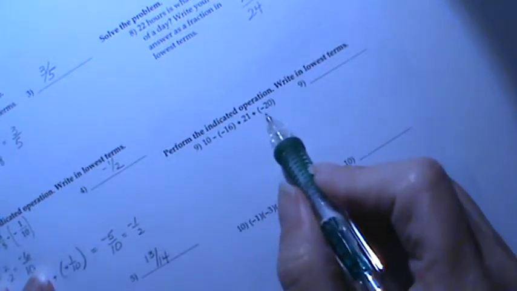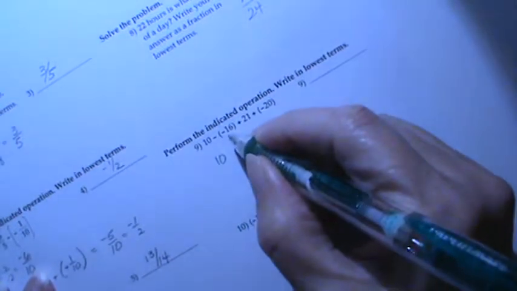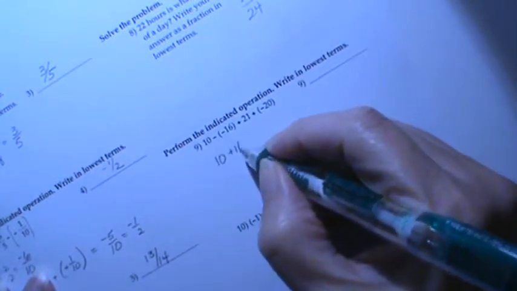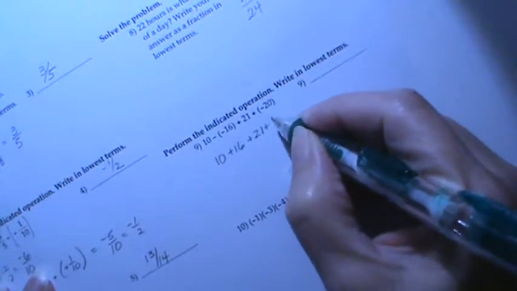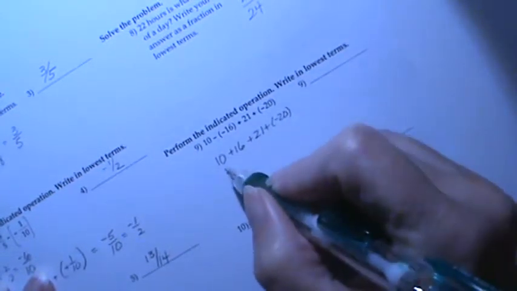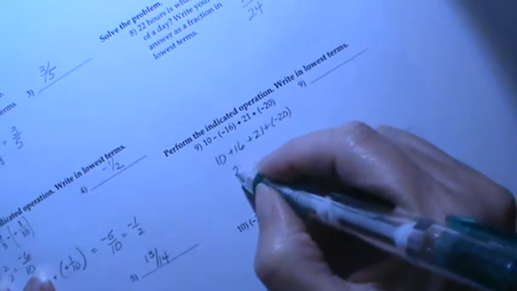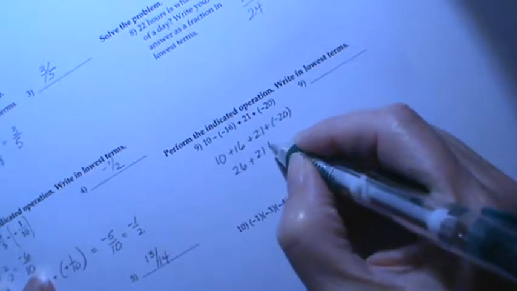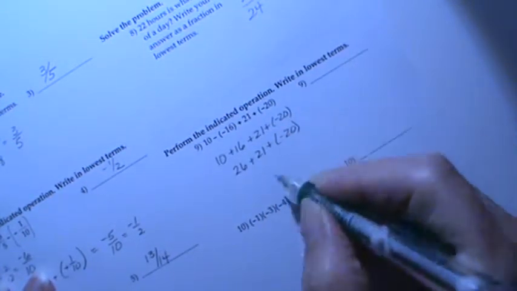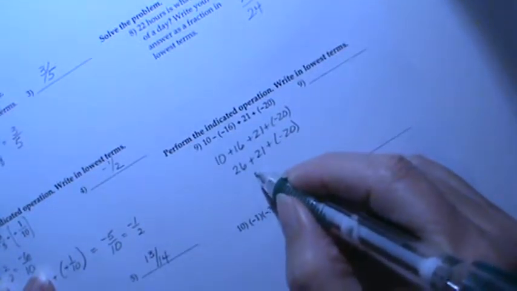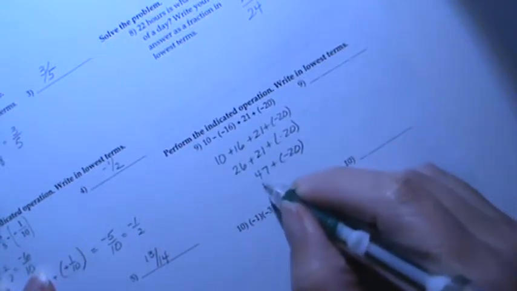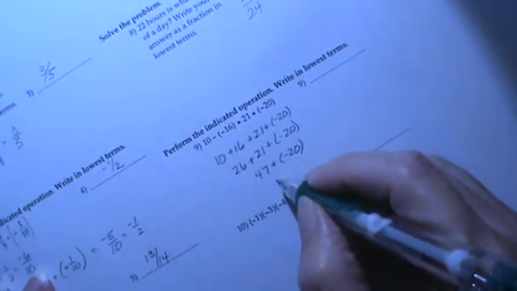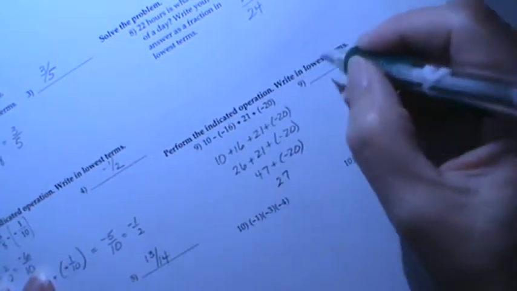Okay, number 9, we are adding and subtracting signed numbers. So we have 10 minus a negative 16, that's 10 plus 16, plus 21, plus the negative 20. So 10 plus that 16, that would be 26. 26 plus the 21, that would be 47. And then 47 plus a negative 20 would be 27.